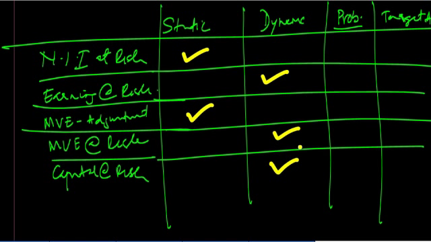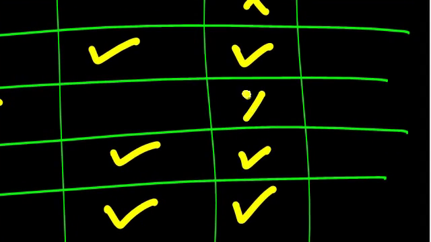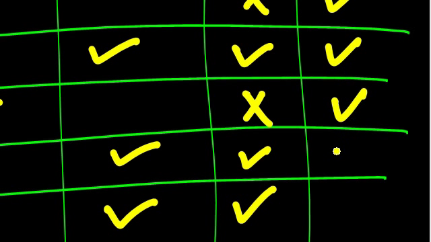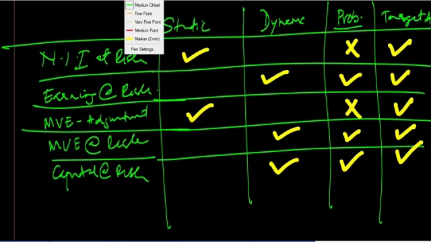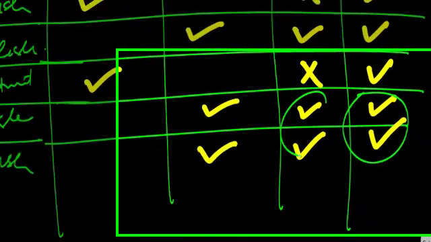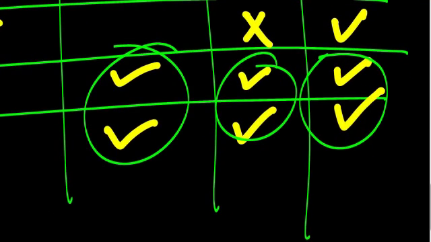More importantly, NII at risk will not give you a probability, but earnings at risk, MV at risk, and capital at risk reports will give you a probability. The MV adjustment will also not give you a probability. And finally, all five of them have the ability to give you a target account. Now, when I said all five, please note that what I basically meant was that these two are being used interchangeably.